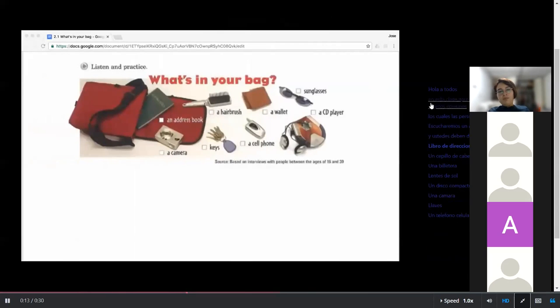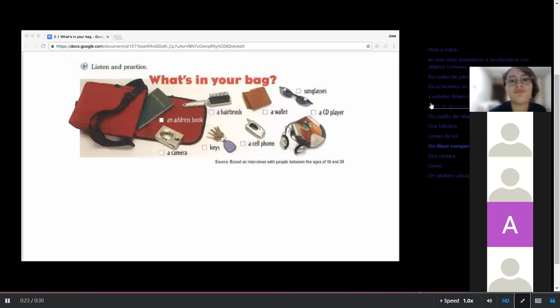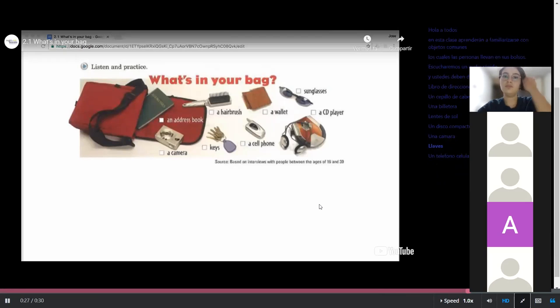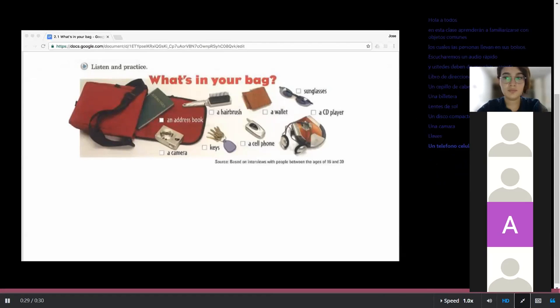An address book. A hairbrush. A wallet. Sunglasses. A CD player. A camera. Keys. A cell phone.